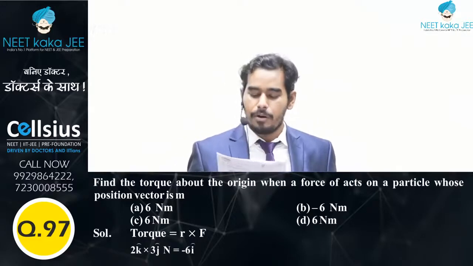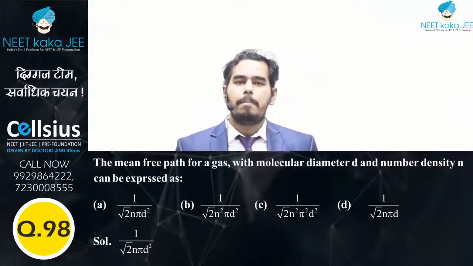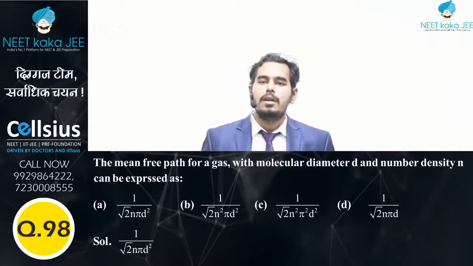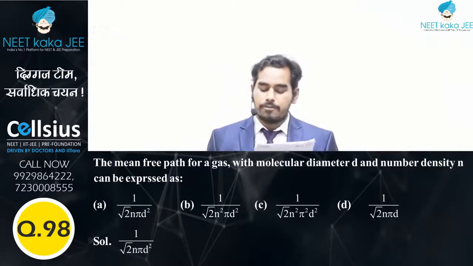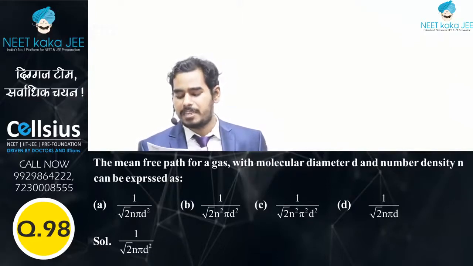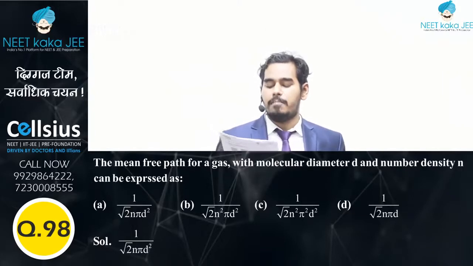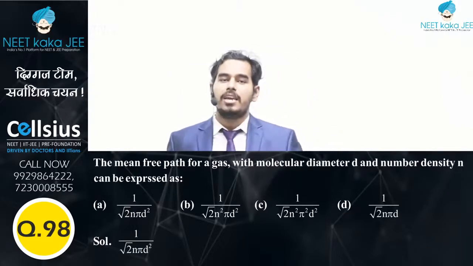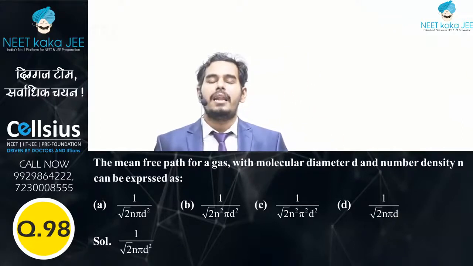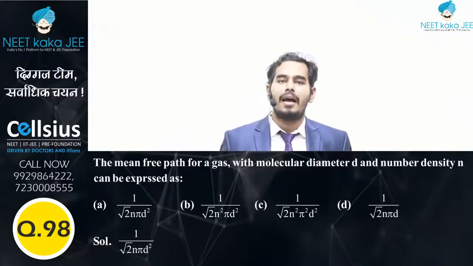Now, let us come to the next question. This next question basically we can derive, but this is memory based also. If your memory is sharp, you remember this question. The next question is, the mean free path for a gas with molecular diameter d and number density n can be expressed as, and most of you must be remembering the answer, that the answer is A, that is 1 by root 2 n pi d square. Even if somebody fails to remember the answer at that particular moment, he can utilize the concepts of dimensions, and then he can easily come to the conclusion that the answer is A.